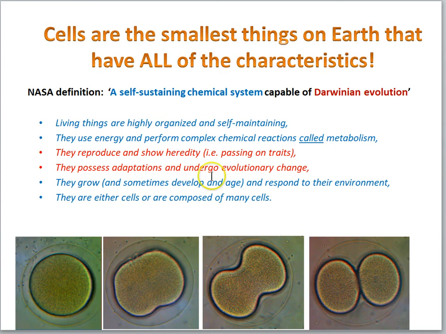And as it turns out, for us here on Earth, it is cells that are the smallest things on Earth that have all of the characteristics. So cells are highly organized and self-maintaining. Cells use energy, perform metabolism. Cells reproduce and show heredity. Cells have adaptations and undergo evolutionary change. Cells grow and they respond to their environment. And cells, of course, are cells.